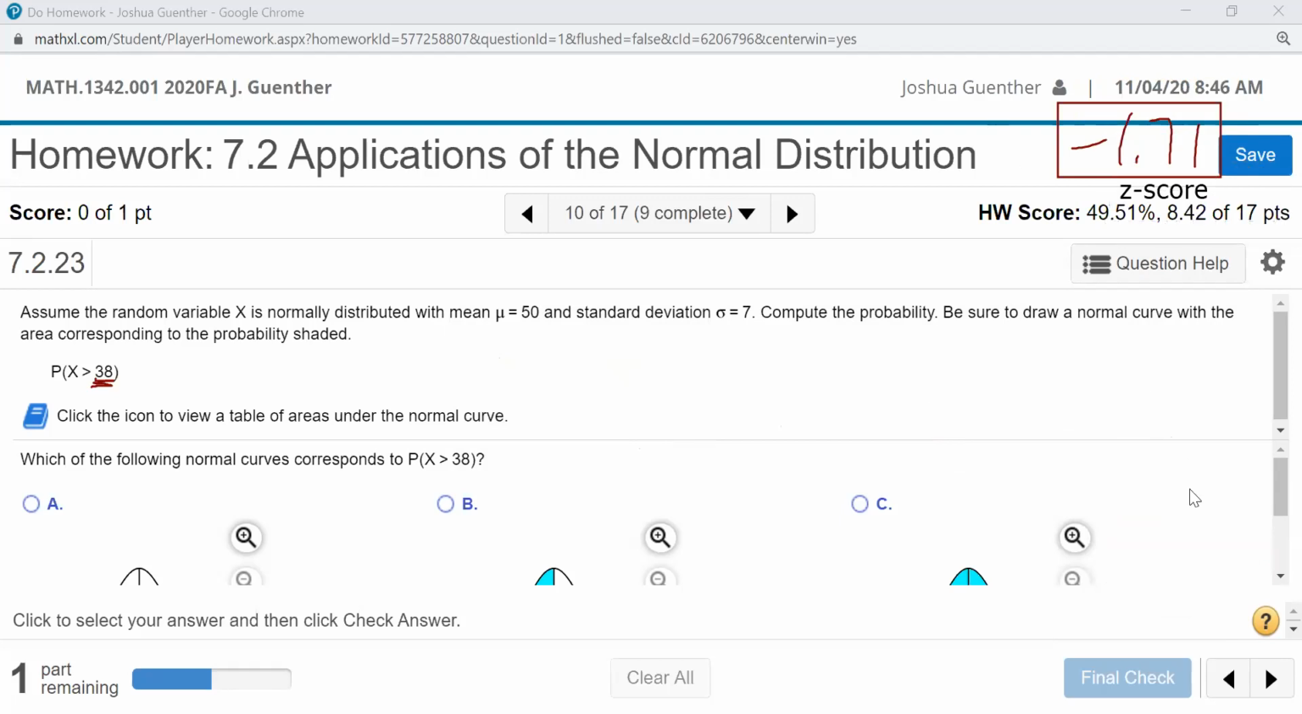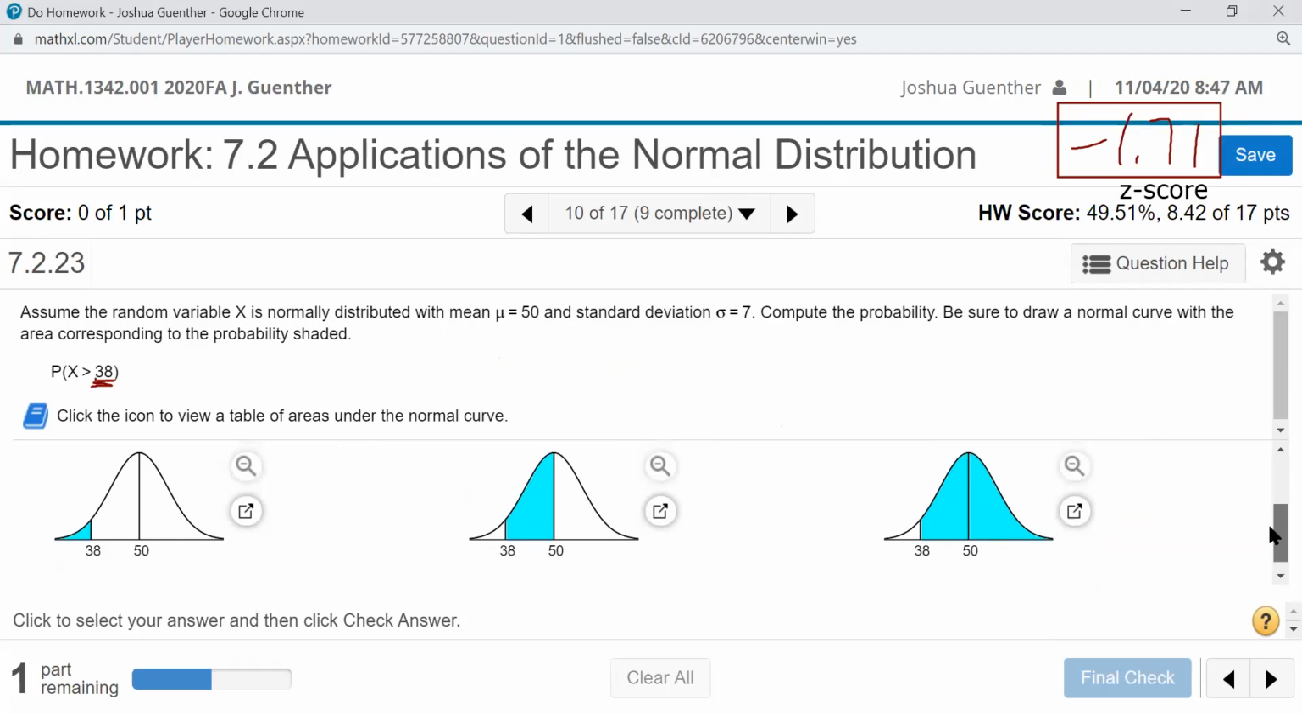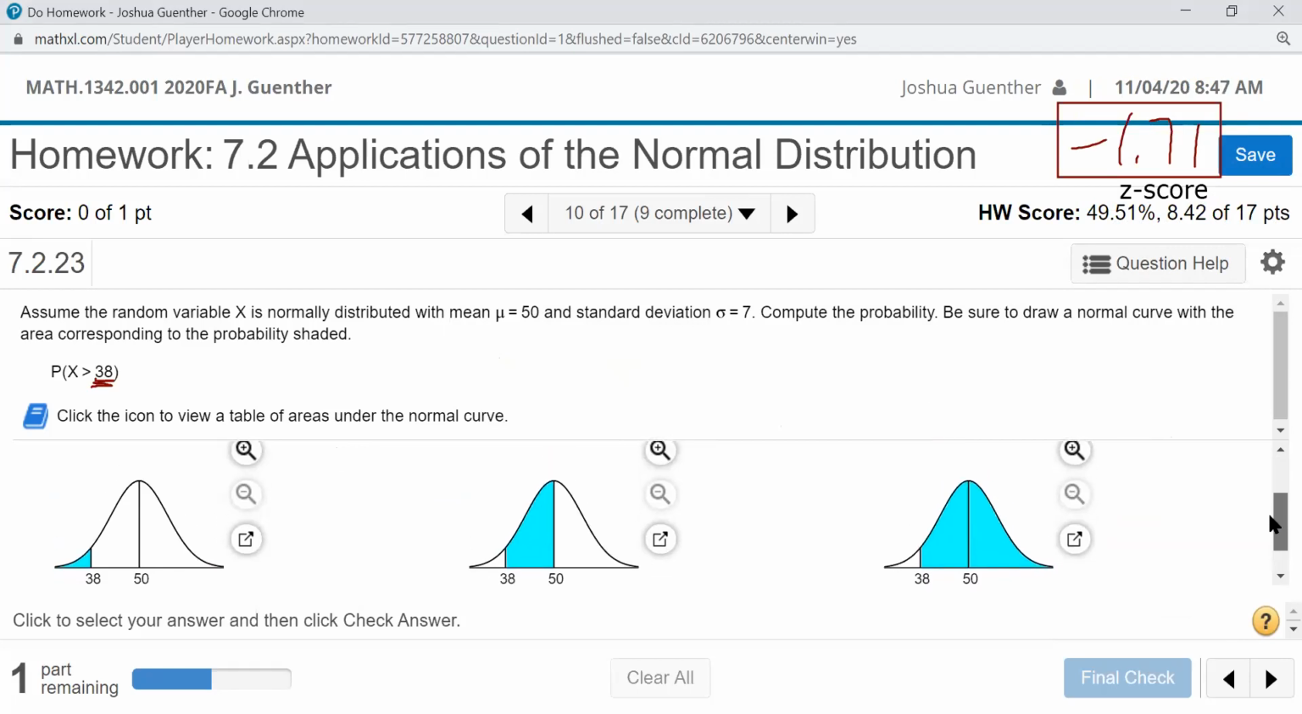And now we'll answer a few questions. First of all, which of the following normal curves corresponds to the probability that x is greater than 38? In other words, you need a normal curve that gives you the area to the right of an x value of 38.